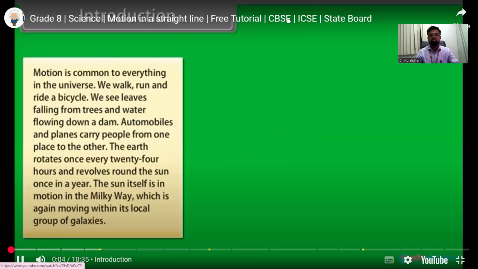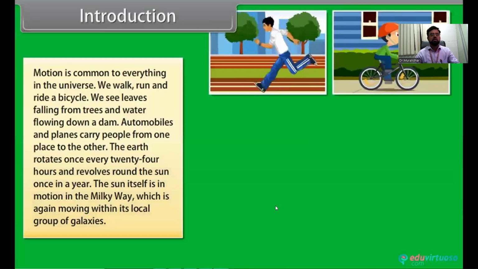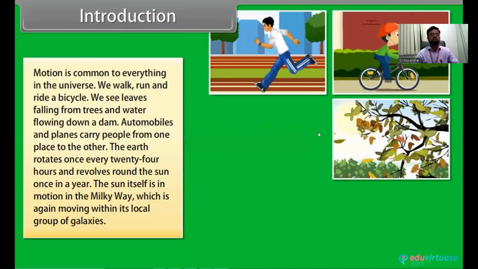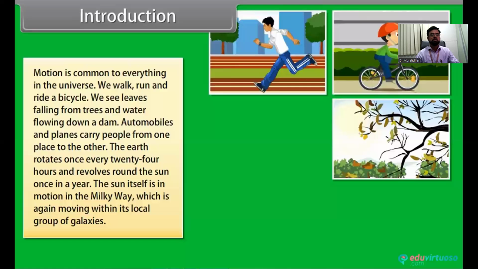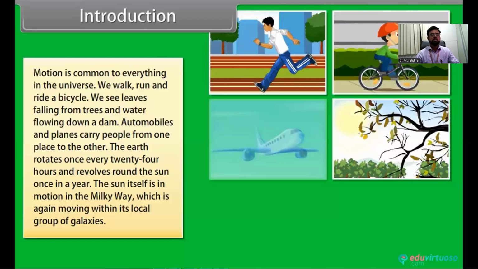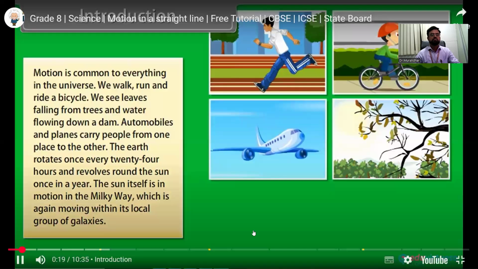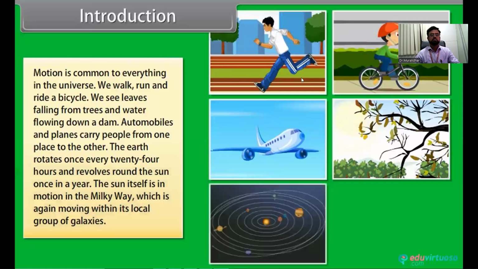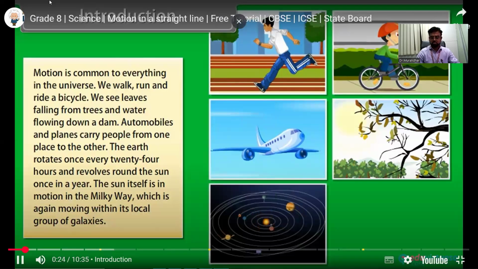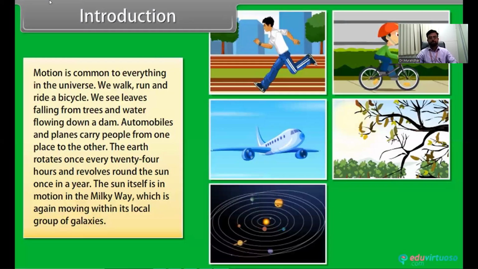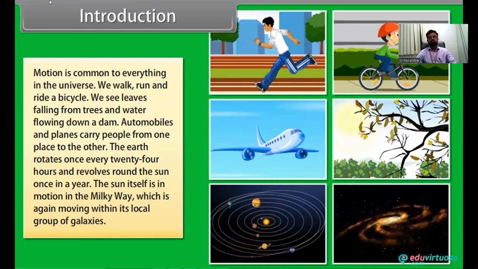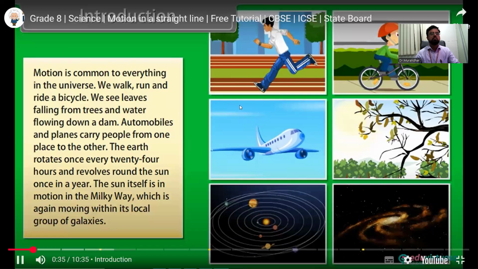Motion is common to everything in the universe. We walk, run, and ride a bicycle. We see leaves falling from trees and water flowing down a dam. Automobiles and planes carry people from one place to the other. The earth rotates once every 24 hours and revolves around the sun once a year. The sun itself is in motion in the Milky Way, moving within its local group of galaxies.